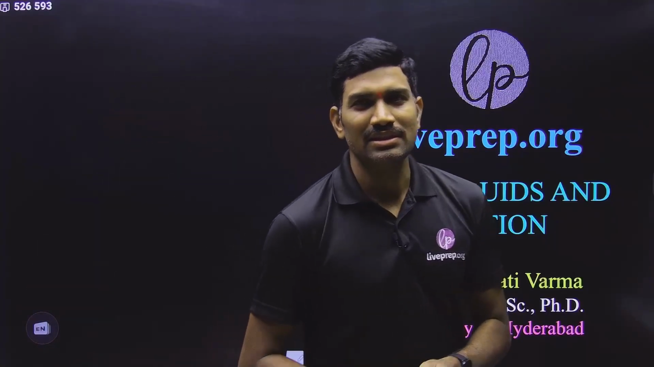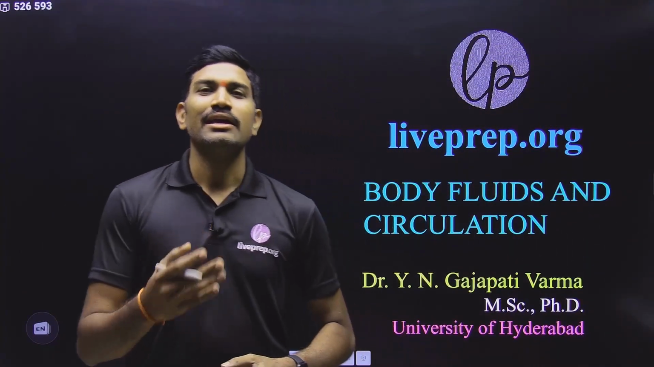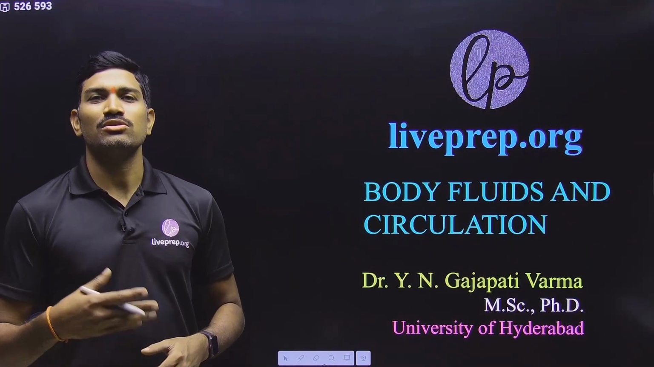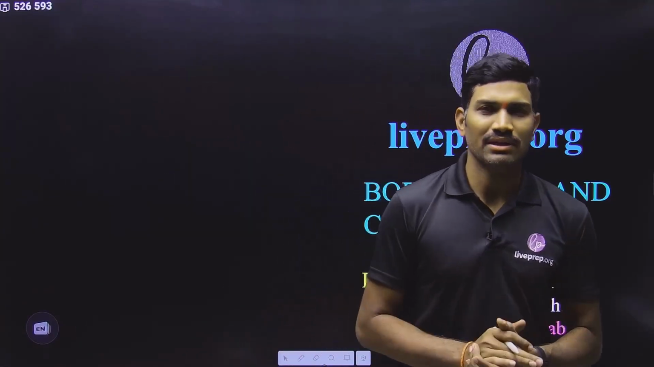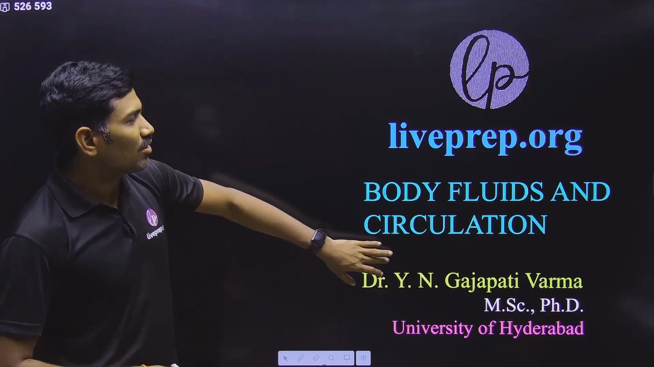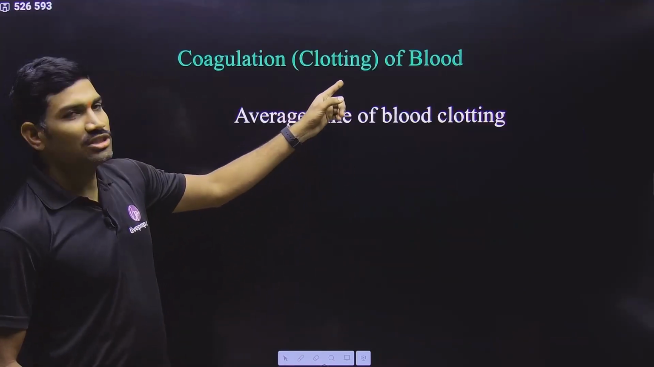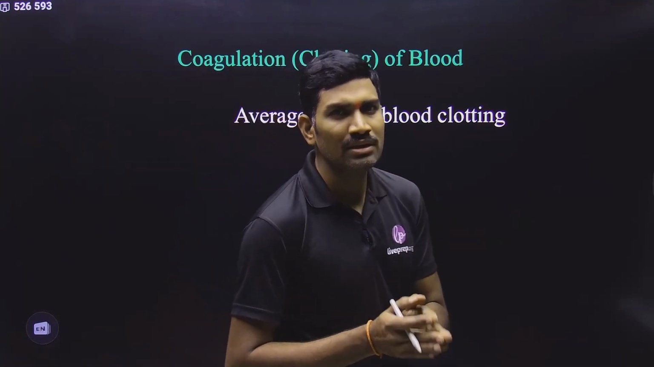In the previous lecture, we studied the Rh grouping and also erythroblastosis fetalis, which is also called hemolytic disorder of newborn. Up to that we have studied, and now we are talking about how exactly blood clotting will occur. Blood clotting is also called blood coagulation, and we are studying how exactly this mechanism happens.